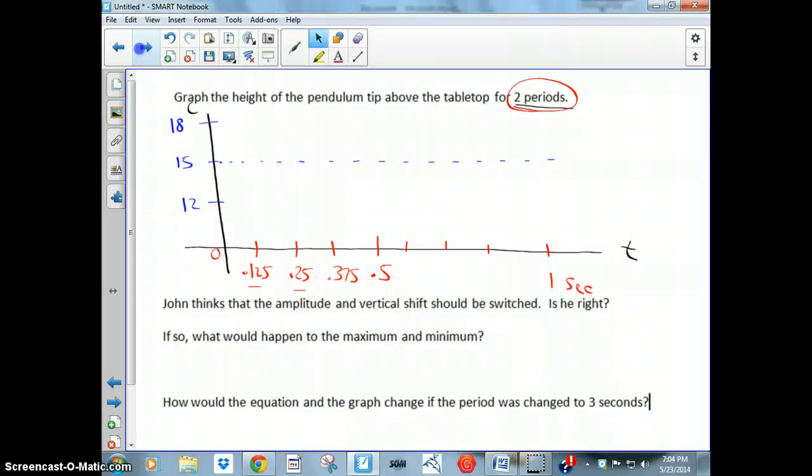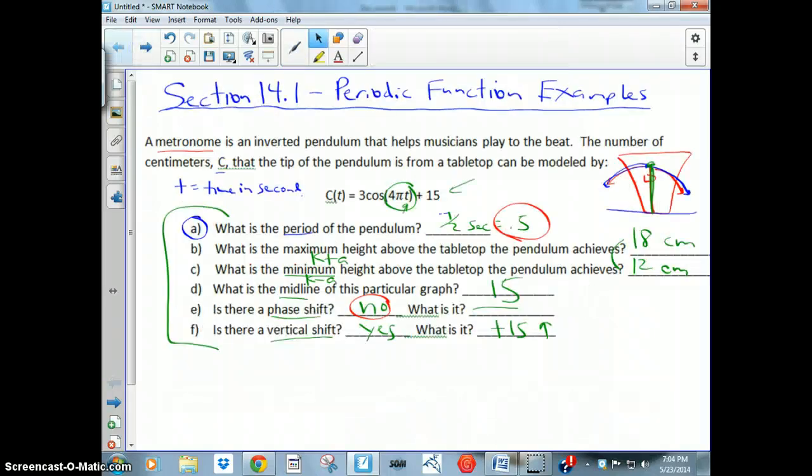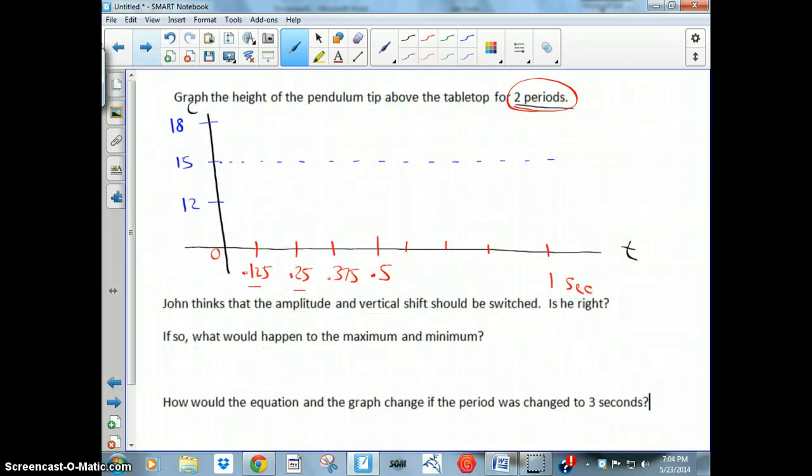Okay, so I got to go back again. I forgot the equation. Oh, it's cosine. Well, where does the cosine start? It starts at either the maximum value or the minimum value. If this 3 was negative, it'd start at the minimum. Well, all right, fine. So I'm going to graph this in green.